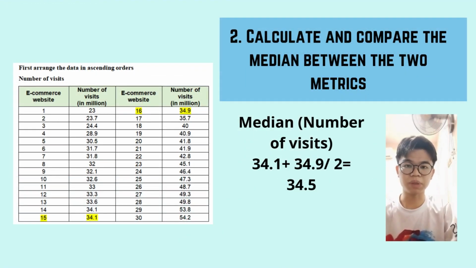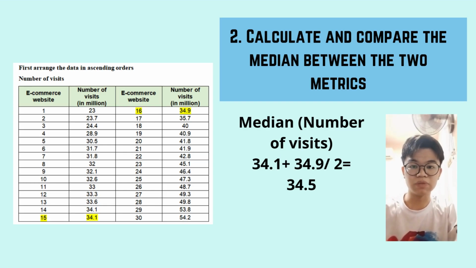Secondly, calculate and compare the median between the two metrics. As the number of data in both number of visits and purchase orders is an even number, the two numbers in the middle of the sample data will be totaled up and divided by 2. Before that, we have to arrange the sample in ascending order. As for number of visits, since there are 30 sample data, the values located at 15 and 16, which are 34.1 and 34.9, will be added together and divided by 2, which equals 34.5.